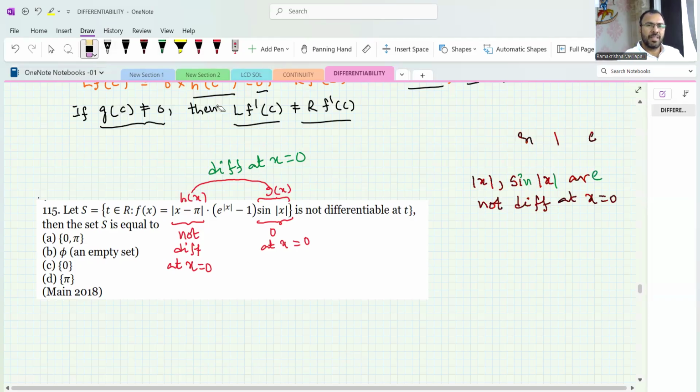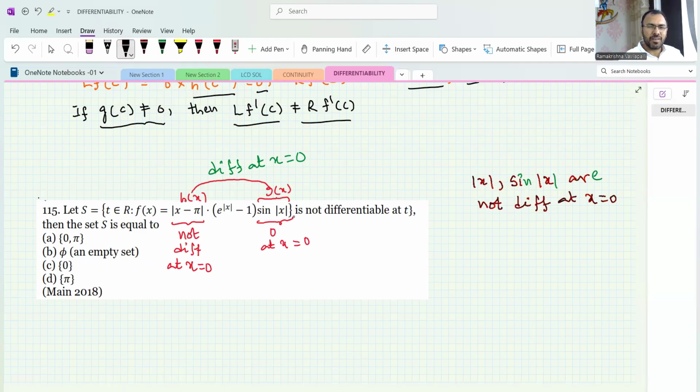Now there is another one. You see that this is not differentiable at x equal to 0. But here this function is 0. This is the product, so this is differentiable at 0.